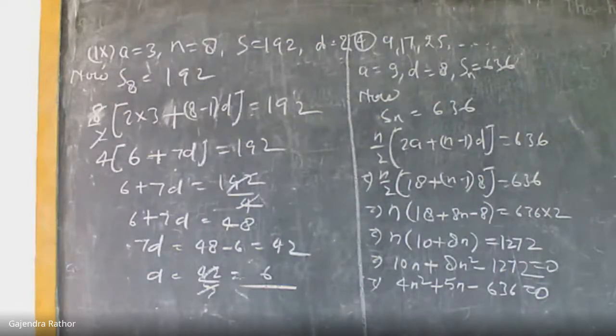Yeah, Superstar replied, Sunil replied, the two values are minus 53 by 4 and n is equal to 2. Correct answer?